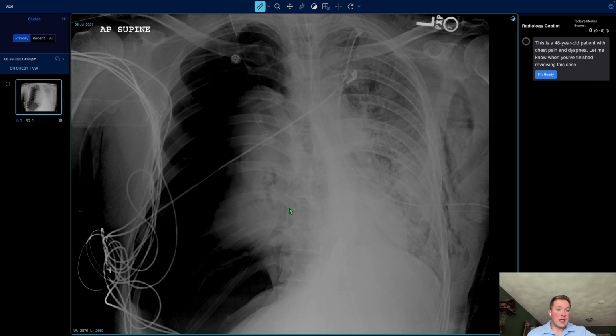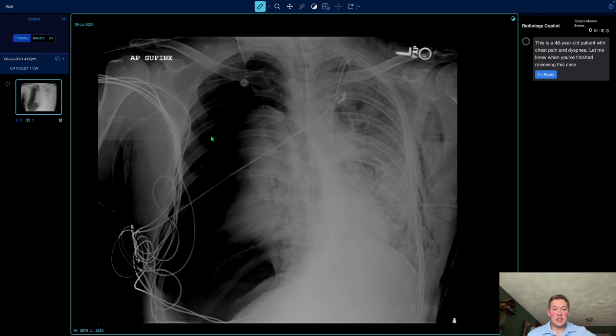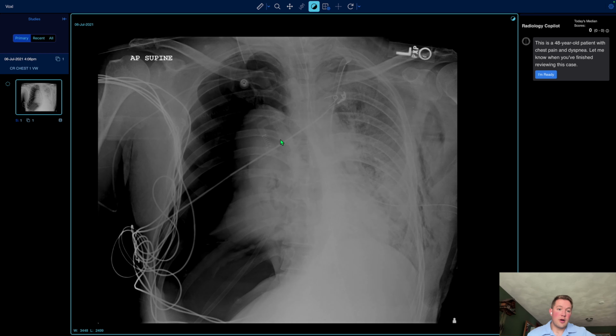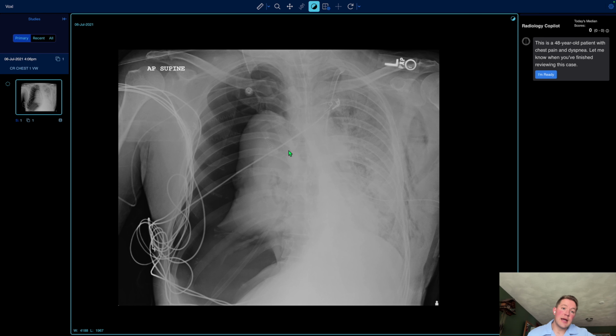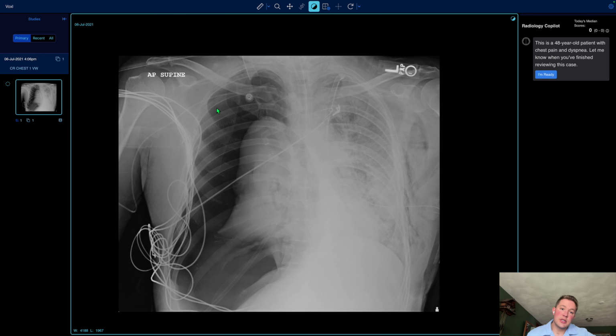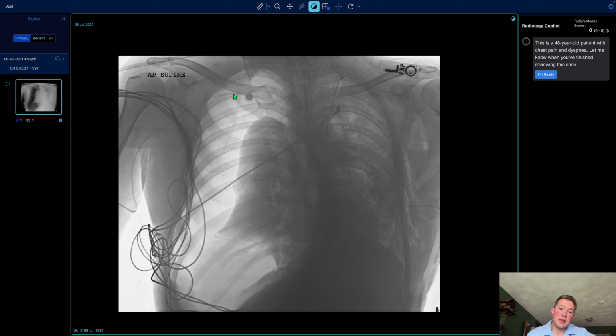And so if we were to back up, we can see that on the right chest wall, there is a right midline catheter placed, which is ending with a tip in the right subclavian vein. So it looks as though it's appropriately placed.